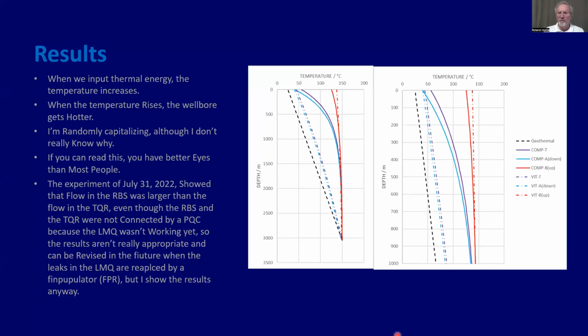Okay, and here's some results. So first of all, to state the obvious, when we put more thermal energy in, it gets hotter, and as temperature rises up, the wellbore itself gets hotter too. And we did an experiment in July, and when we had the flow in the RBS greater than the TQR, we didn't see the same result, although they weren't connected by a PQC because we hadn't got the LMQ working. So actually the results I'm showing you aren't really appropriate at all, but I'm showing you anyway, and maybe we'll fix that sometime in the future.